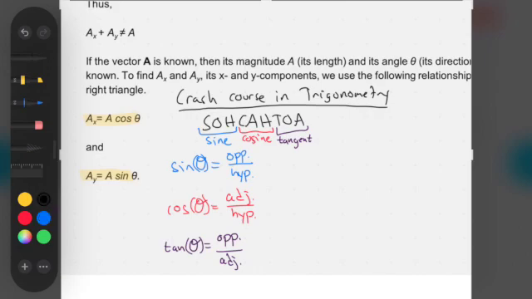So what is all this talking about? Well, if we have a right triangle with an angle theta, the side across from that is the opposite. The side that forms the angle theta with the hypotenuse is the adjacent side.